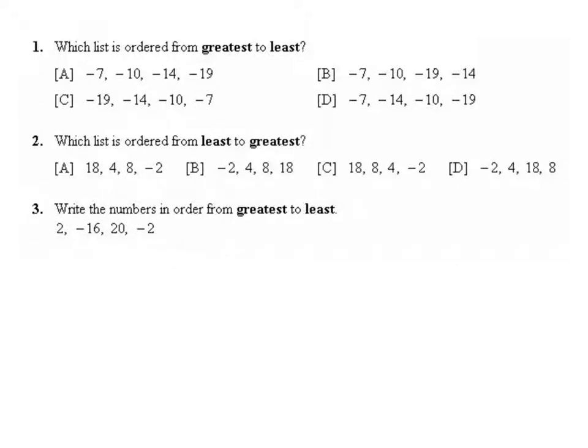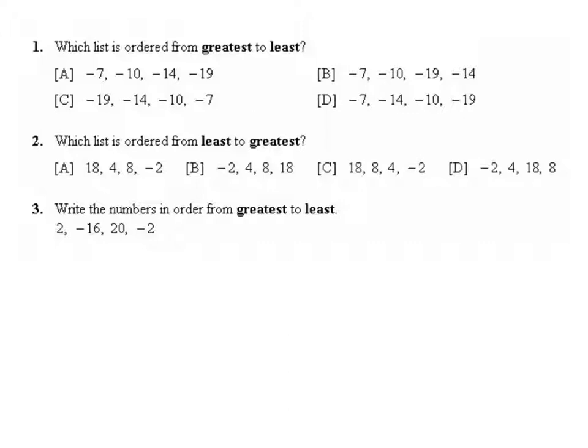In this video, I'm going to show some examples of ordering integers in ascending or descending order. Remember that ascending means going from least to greatest, and descending means going from greatest to least. Question 1 asks us which list is ordered from greatest to least, or in descending order.